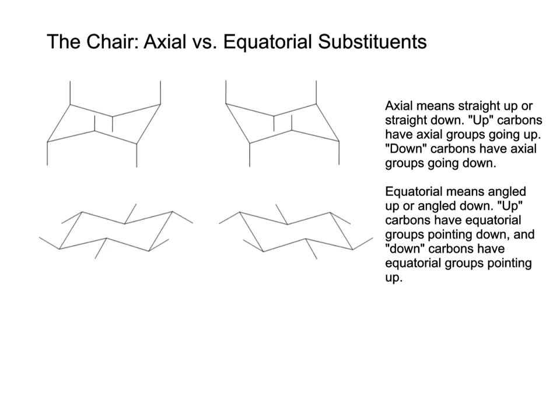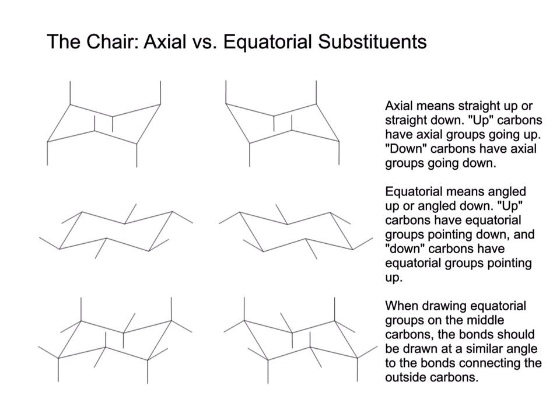Next, we have equatorial, and equatorial means angled up or angled down. Up carbons have equatorial groups pointing down, and down carbons have equatorial groups pointing up. So it's the opposite for the axial and the equatorial orientations. You can see next to that text all of the equatorial positions filled in.